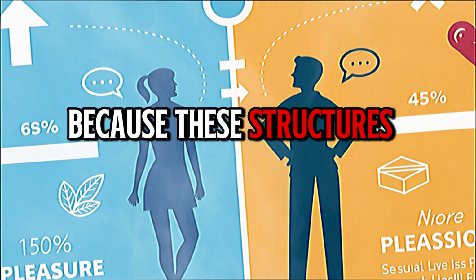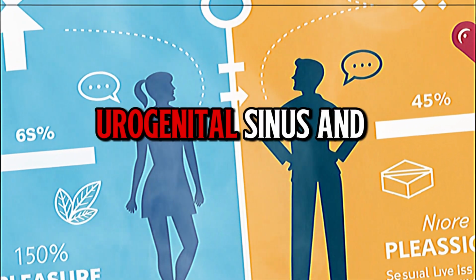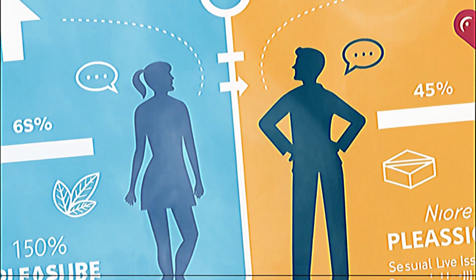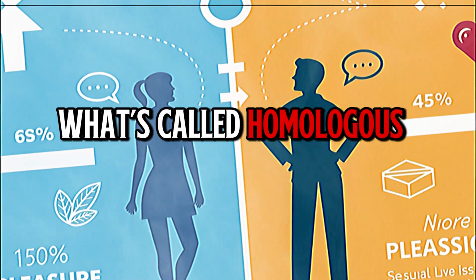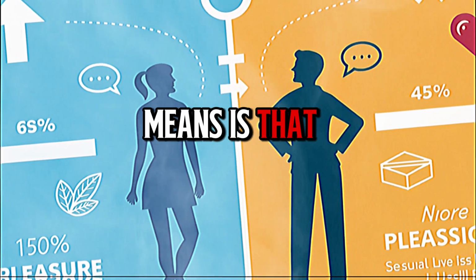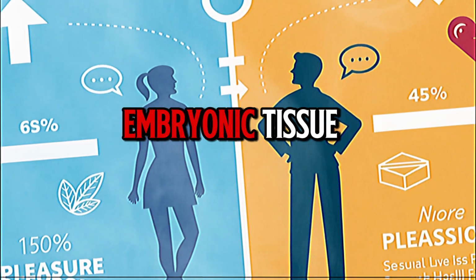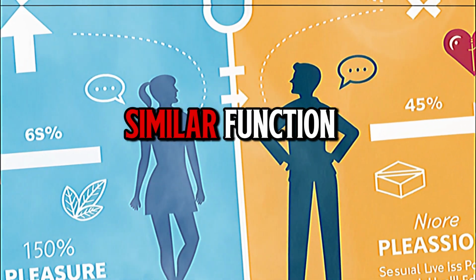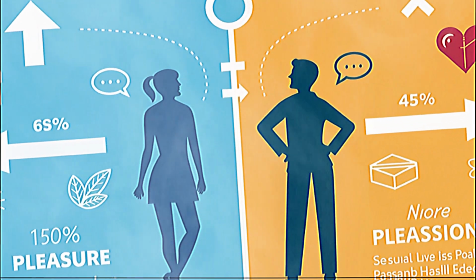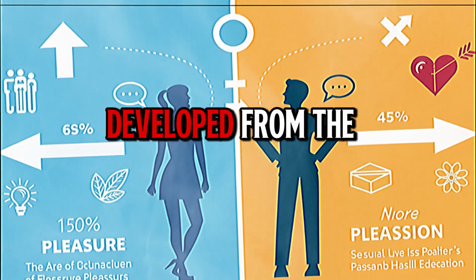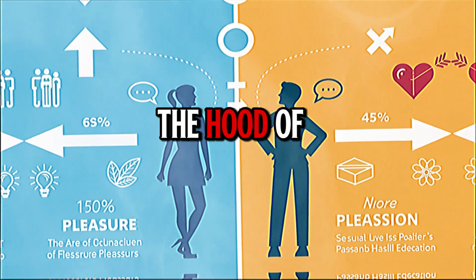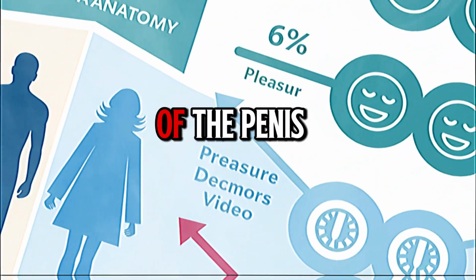Because these structures develop from the original urogenital sinus and genital tubercle that were identical in both fetuses, they will have what's called homologous structures. And what that means is that they're developed from the same embryological tissue. They have very similar function, structure, and location. So in men and women, the head of the penis and the clitoris develop from the same tissues, as well as the hood of the clitoris and the foreskin of the penis.